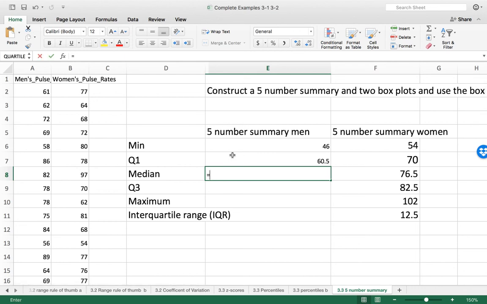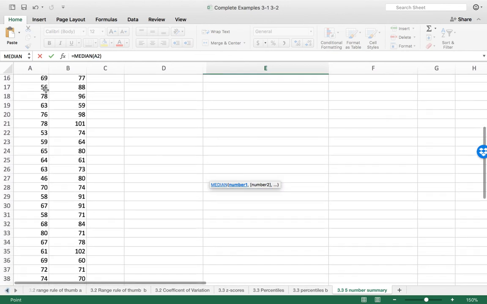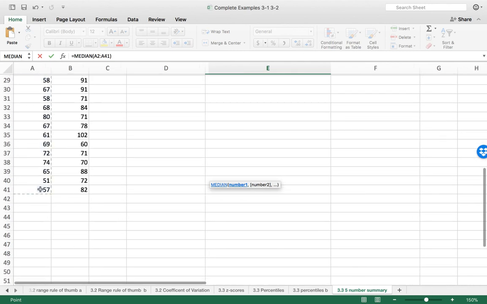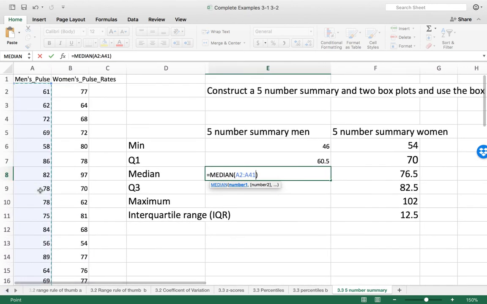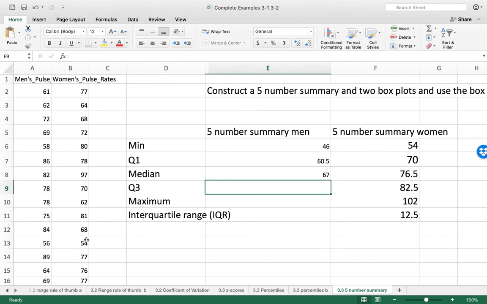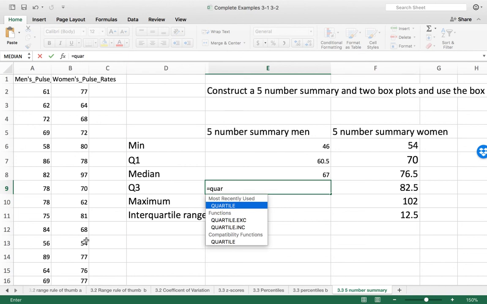Okay, let's do the median. You can do quartile 2 or you can do median. I'm going to do just median for this data. Again, if you hold down the Shift key and select your last box, that selects all of them. That's a nice way to do it. Median is 67.